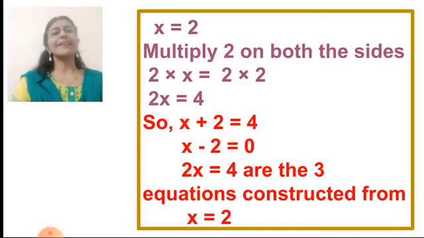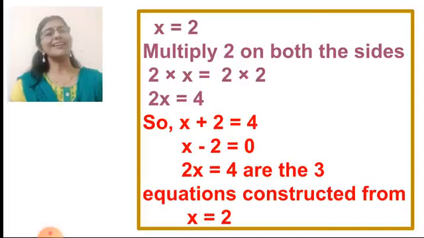This way we have got x plus 2 is equal to 4, x minus 2 equal to 0, 2x equal to 4 are the three equations constructed from x equal to 2. So this way you can make many equations from any solution of the equation.